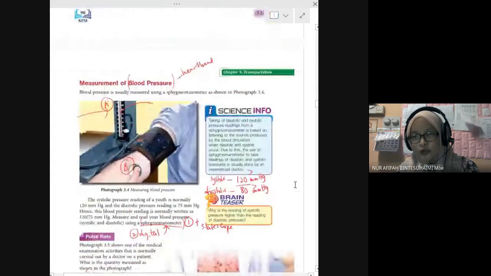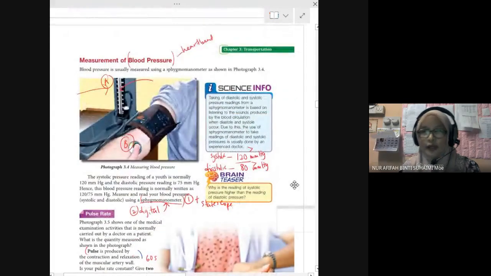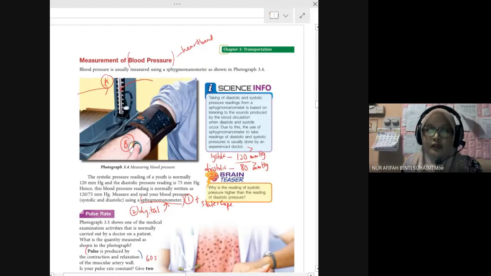Okay. To measure your blood pressure, your heartbeat, we use this one. This A, sphygmomanometer. Yes, sphygmomanometer. Using the mercury inside it. We have mercury inside this scale, and it is used together with the stethoscope. A and B. A is a sphygmomanometer. B is a stethoscope.